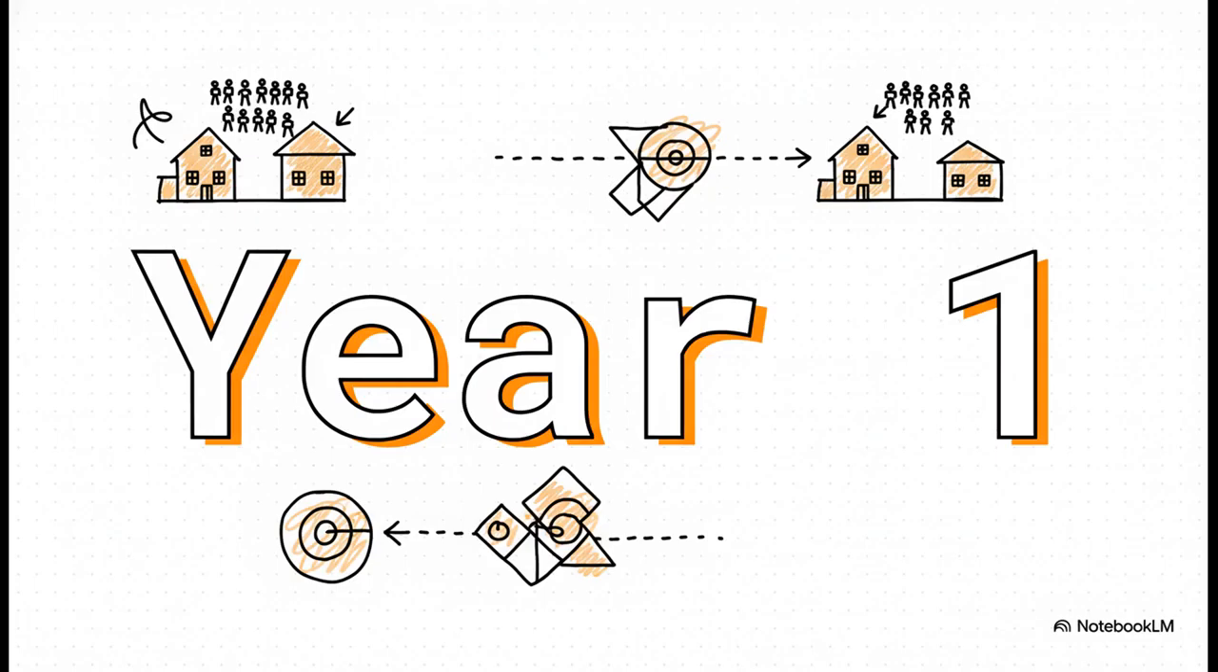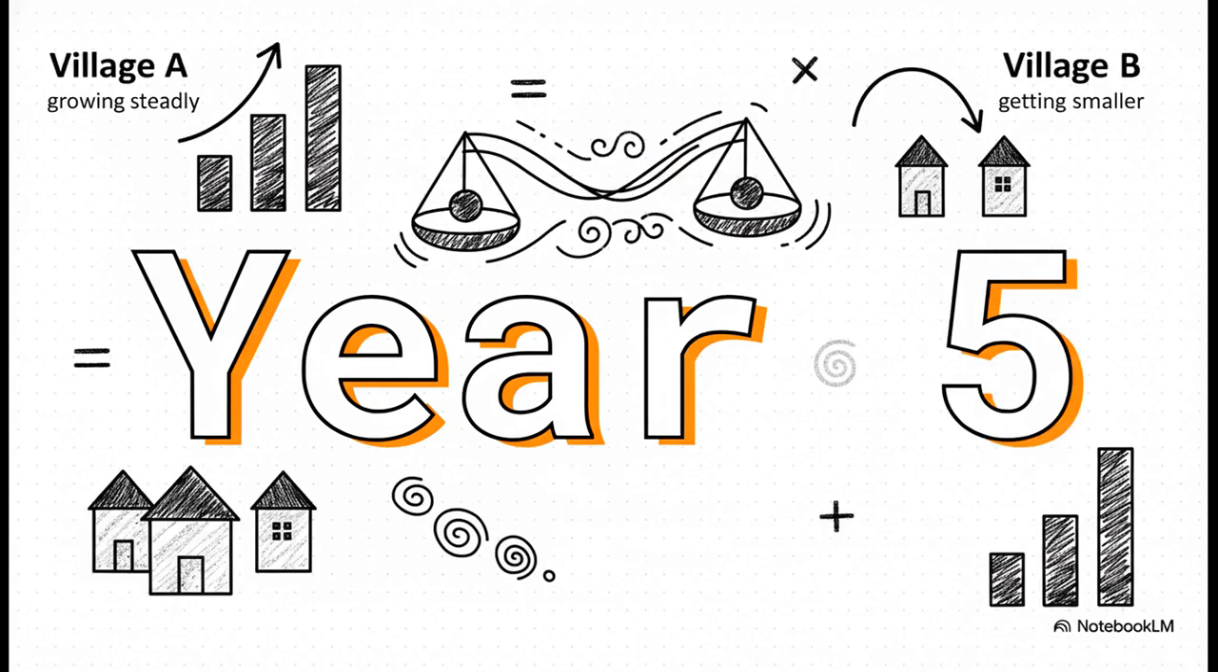After just 1 year, those migration rules kick in. Village A grows to 110 people, while Village B shrinks down to 90. The system is officially in motion. Now let's fast forward 5 years. The trend is pretty obvious. Village A keeps growing, Village B keeps shrinking.